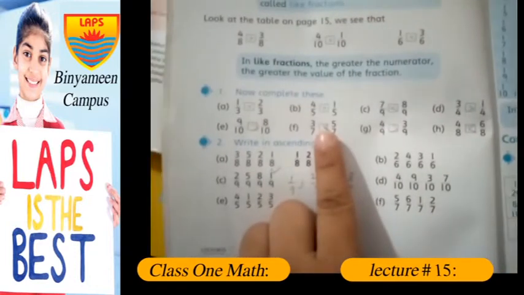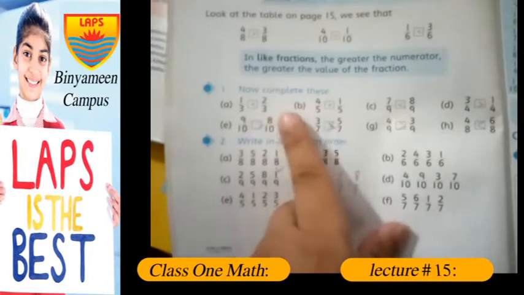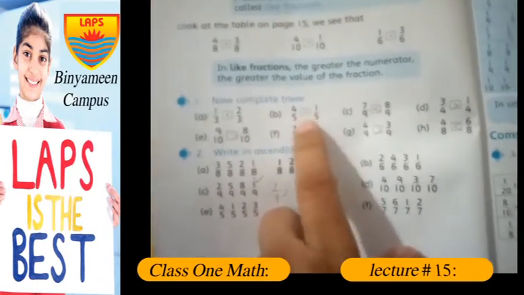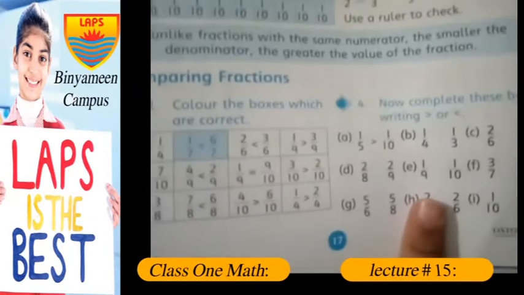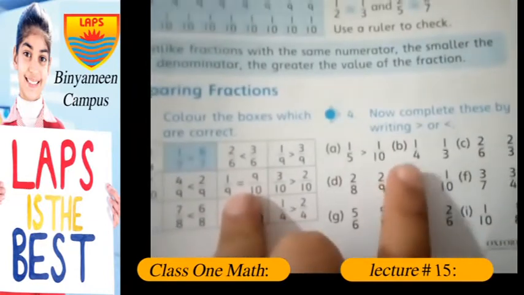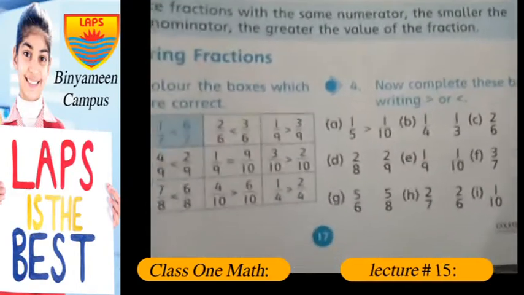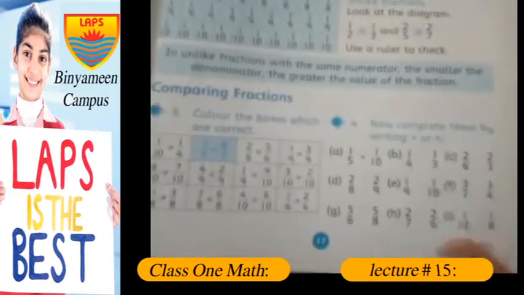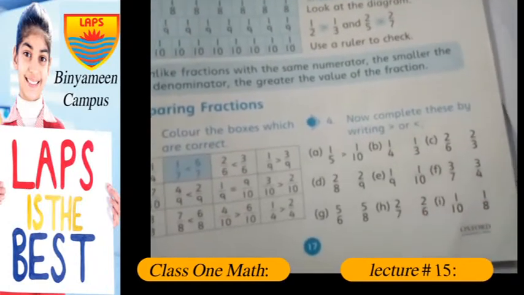Yesterday we did this activity. Now complete this. We compared these fractions. They were actually like fractions. Our today's assignment is similar, but today we don't really have like fractions here. We have fractions which have common numerator but different denominator, and we have to compare the fractions, which of them is smaller or which of them is greater than the other one.